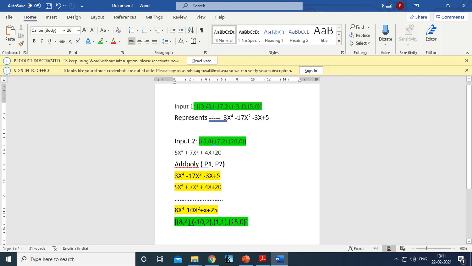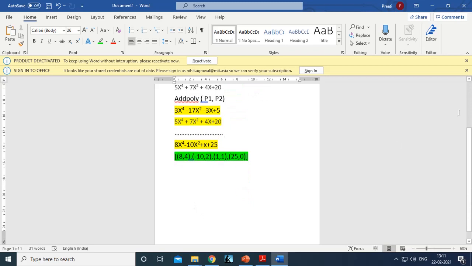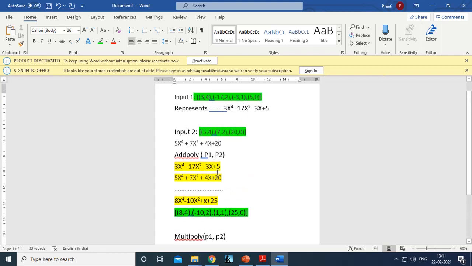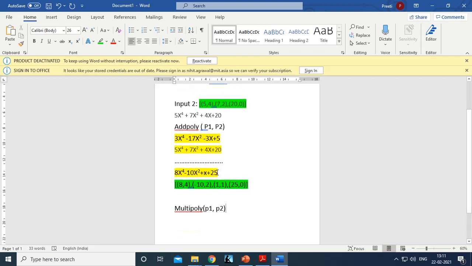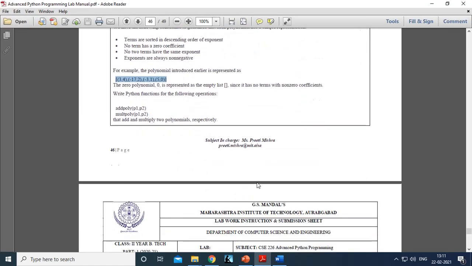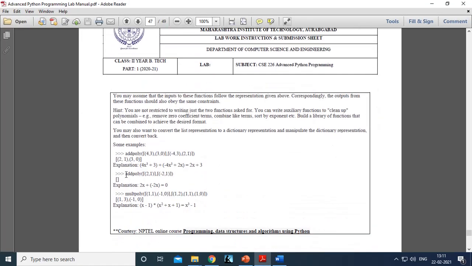And in a similar way, you have to create one more function, which is multiply poly. Multiply poly will also take two polynomials, polynomial 1 and polynomial 2, and give you the multiplication of these two. In multiplication, I suggest that you start with a small input like x plus 1 into x plus 2, and multiply each term with each of them. So this problem statement is about adding and multiplying polynomials.